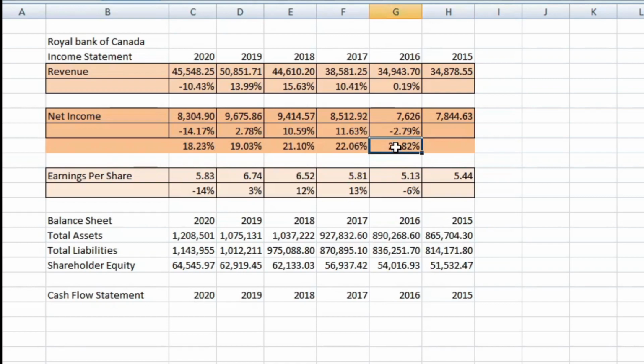21%, almost 22% is the value of the net income of the company compared to its revenue. And the same with 2017, that's 22% as well. This is quite consistent somehow, it's double digits.